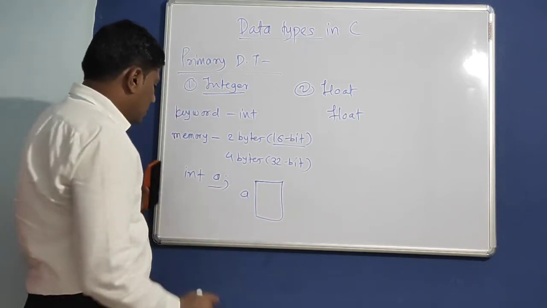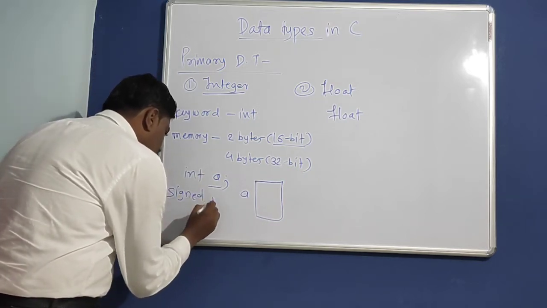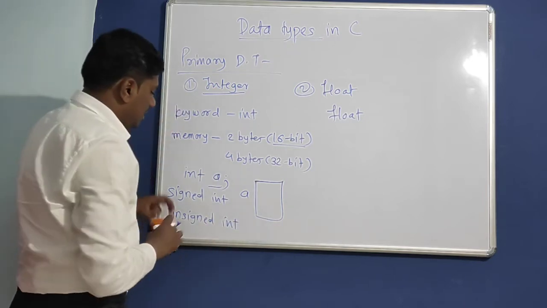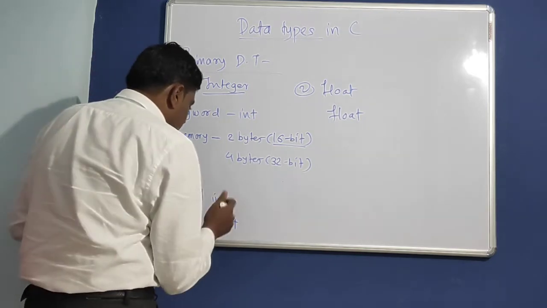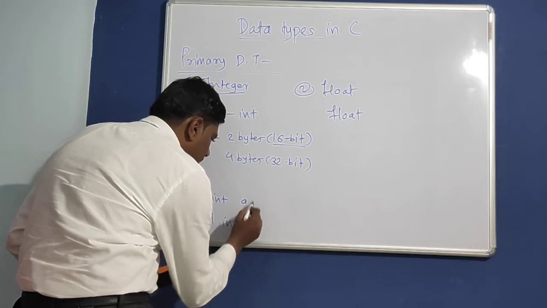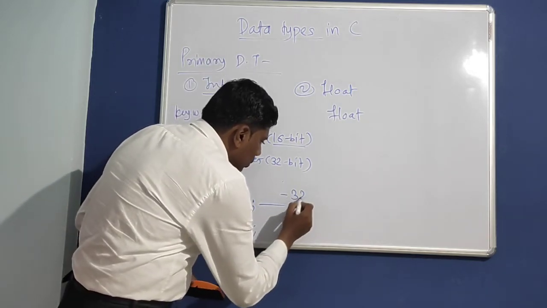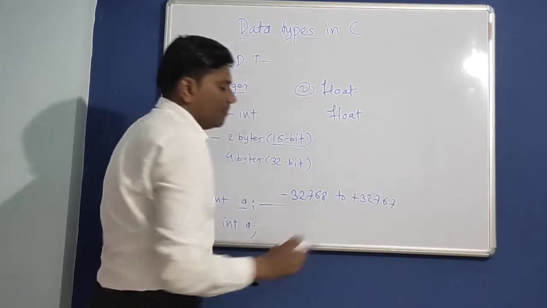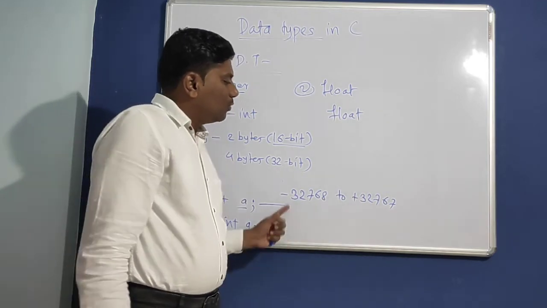So there are 2 types of integer: signed integer and unsigned integer. So in this a variable, if that a is of type signed integer, then its range will be -32768 to +32767. So this is the range of signed integer. That means in this a variable we can store any value from this range.